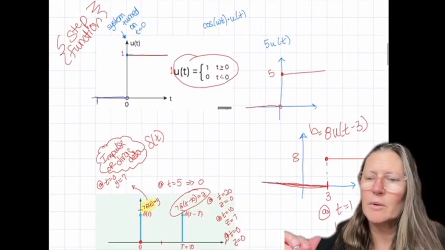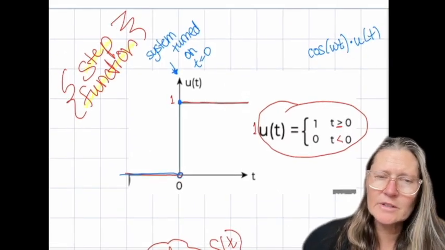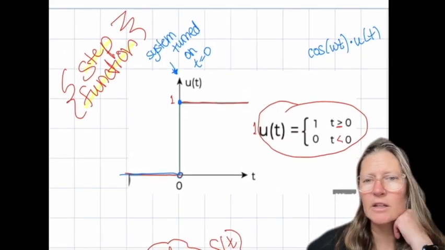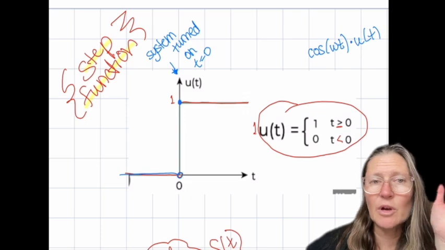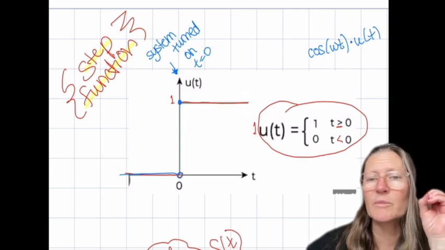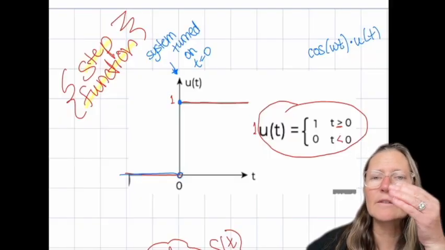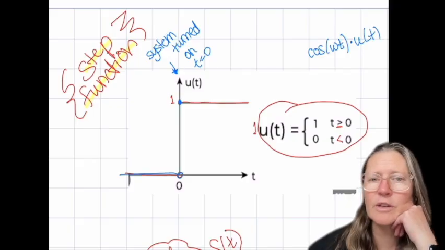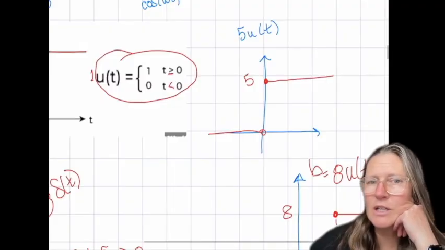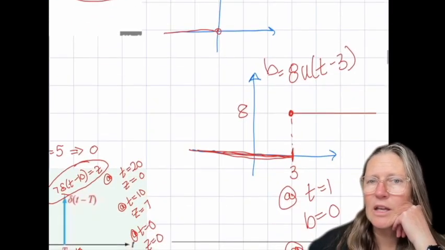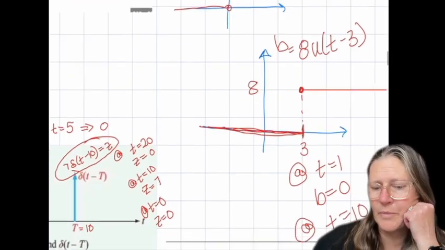The other concept to make sure you understand is step functions. So step function is defined such that below 0, it's going to be 0, and then at time 0, that's when something turns on, is most of the time what we're modeling. And then it's going to be the value of the magnitude in front of u of t, or the signal in front of u of t. So 5 u of t is going to look like this. 8 u of t minus 3, meaning it has a shift, is going to look like this one.